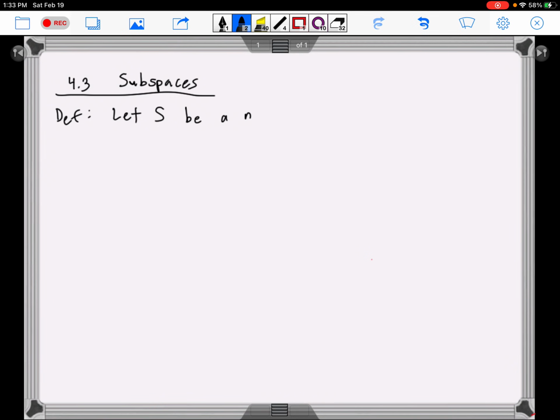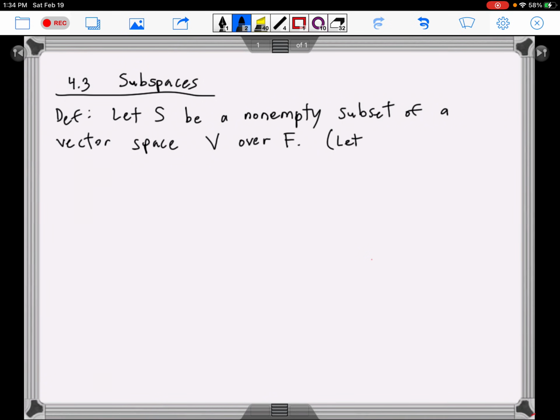Let S be a non-empty subset of a vector space V over F. Remember, F is just the scalar field. In other words, it's usually the real numbers or the complex numbers, but we're just going to write over F. By the way, when we talk about a non-empty subset, an easy way to write this looks like this. We can say we want a non-empty subset of V. That's a symbol that means the same thing.